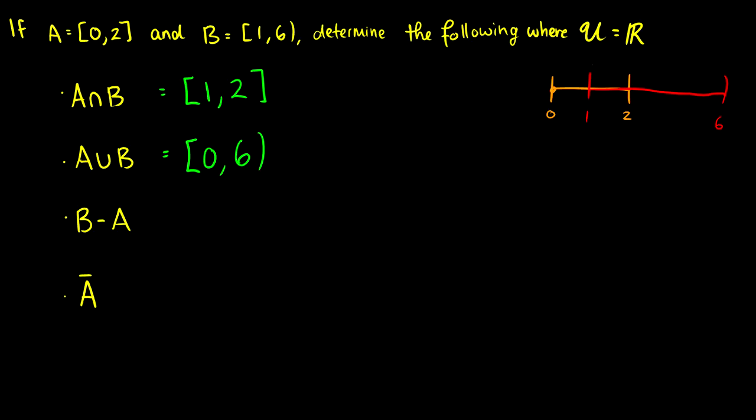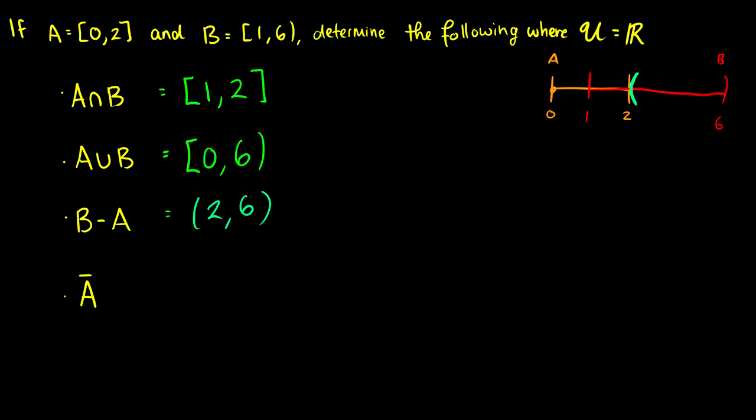B minus A is a little bit different. So remember, our B is in red here, so I'll put B in red. Our A is in orange, and we want B minus A. So we want all of B except for where A is. So A covers 0 up to 2, and including 2. So if we subtract all that, our new set, I should not use orange for this, let me switch to light green. This should include a little bit past 2 all the way up to 6. So we get this open interval from 2 to 6.